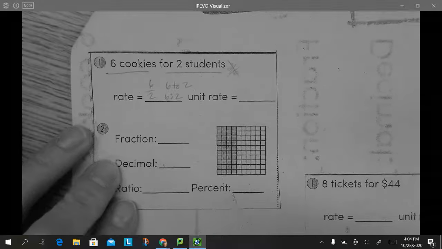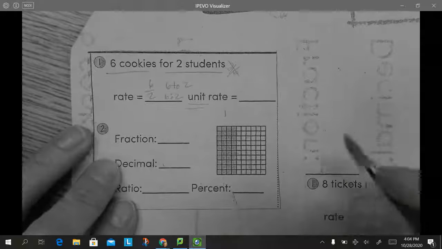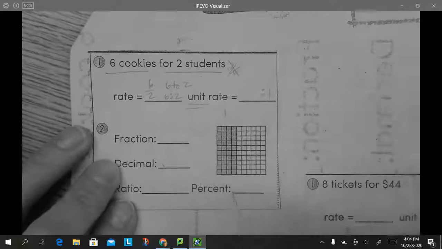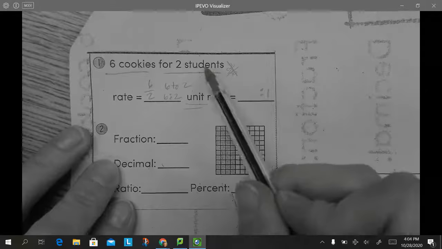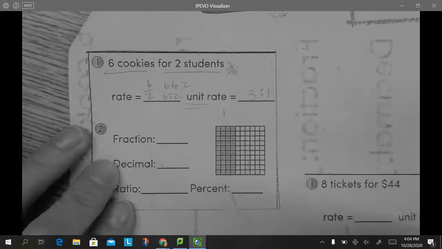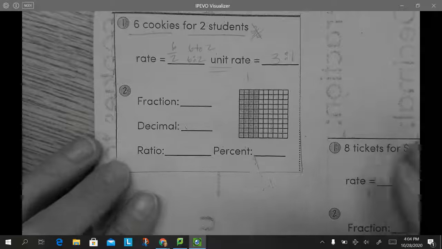Now, the unit rate means that you have to get to 1, okay? So it's something to 1. So if it's 1 student, it would only be 3 cookies. So it's 3 cookies for 1 student. All right, good job.